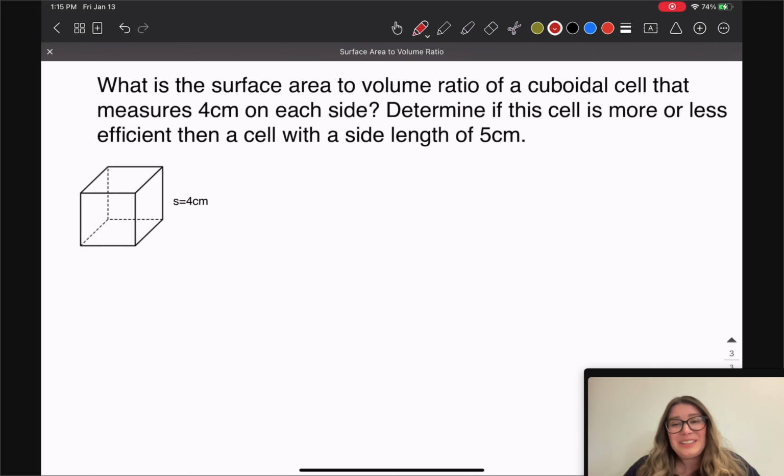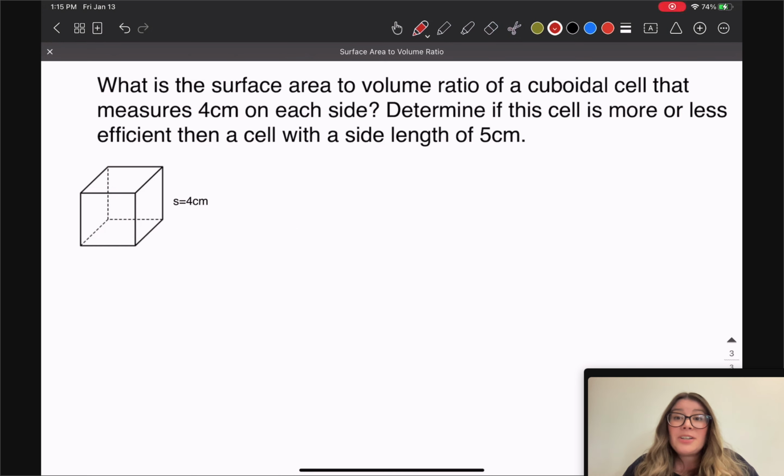So now let's do an example problem applying what we learned in the last video. This example problem says, what is the surface area to volume ratio of a cuboidal cell that measures 4 centimeters on a side? They also ask us a second question. Determine if this cell is more or less efficient than a cell with a side length of 5 centimeters. So we're going to do two things. Let's start with the first part of the problem where we calculate out surface area to volume ratio.